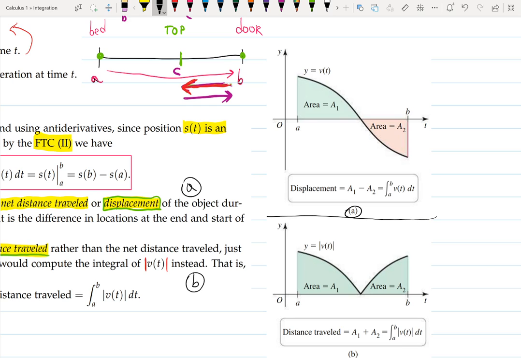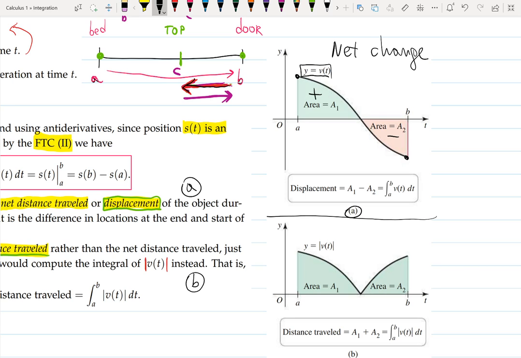When I traveled from one place to another place, maybe I came back. And when I came back, that different direction makes the area negative. So when I'm integrating velocity, I'm looking at the area below the function. But the function might be below the x-axis, then the area is negative. The net change, that's what we're going to call net change. The net change assumes that this area is positive and this area is negative.